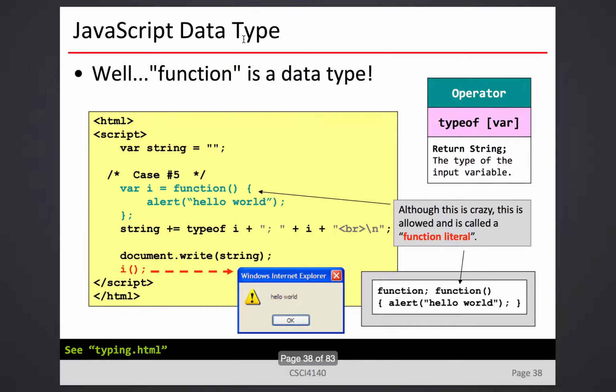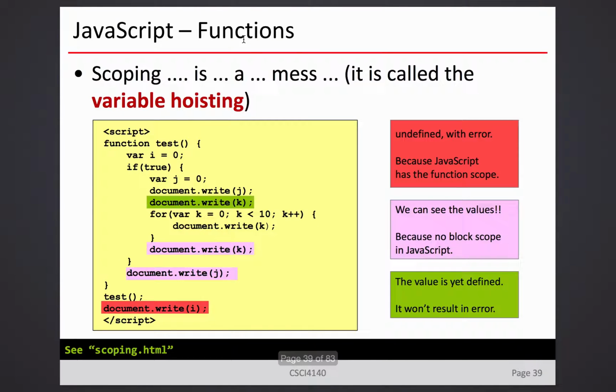Now, there's a really important aspect that you may not understand or may never have heard of. We call it variable hoisting. It's a problem, not a feature. I should say that JavaScript treats it as a feature. I consider it a problem.